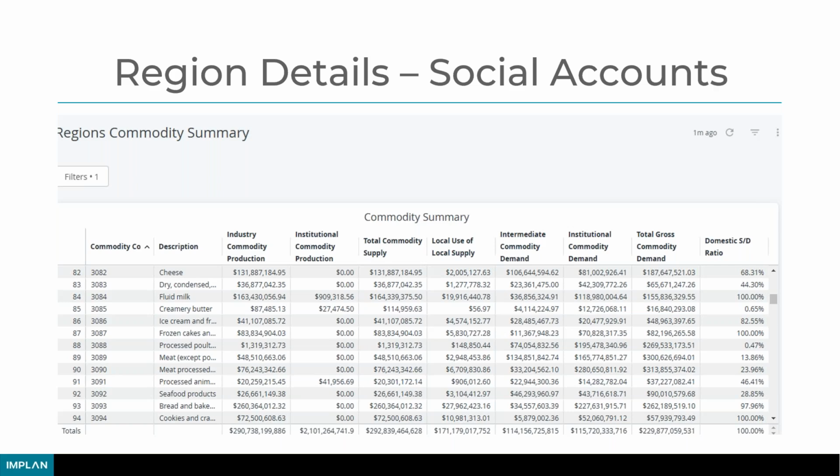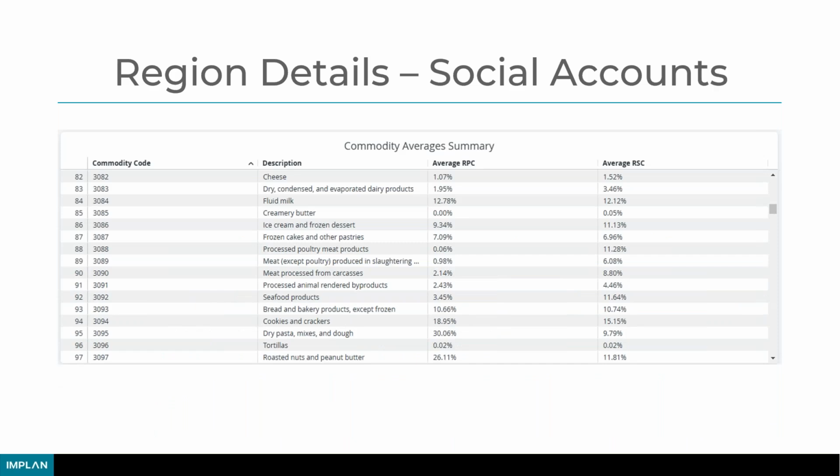And finally, on that far right-hand side, we get a domestic supply to demand ratio. This is the percentage of local demand for the commodity that could possibly be met by local production. Doesn't mean that it is, but it just could possibly be met by local production. And it's calculated by dividing the total commodity supply less foreign exports by total gross commodity demand with a maximum of 100%. So again, having an understanding of how much demand is local, how much supply is local, and how those relate to one another.